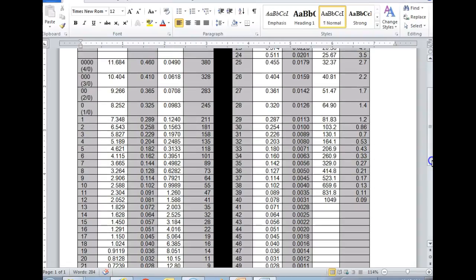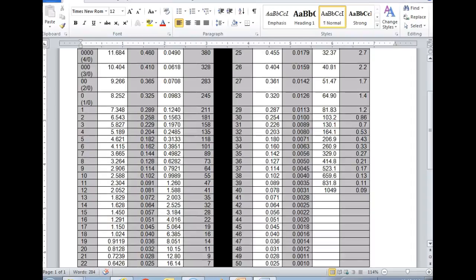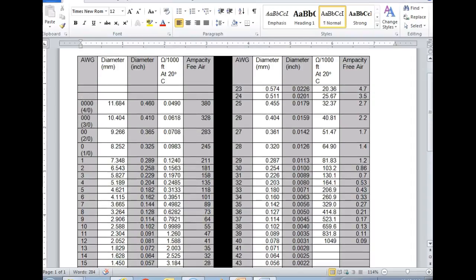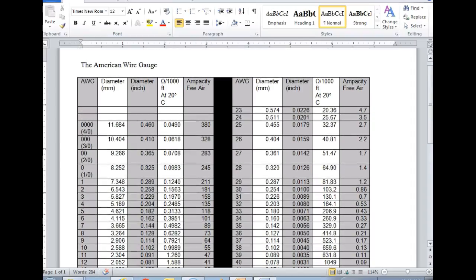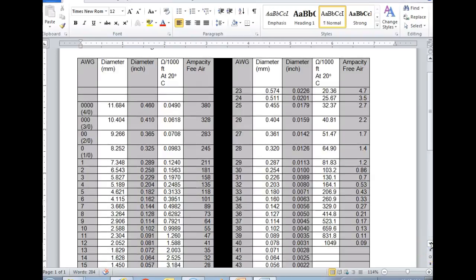So we use two main wires in our house. We usually use three, but the two main we use is 12 gauge. So when I run a 240 volt service, we run it with 12 gauge. If I run a 115 volt circuit, we run it on 14 gauge. So what's the ampacity of a 14 gauge wire? 32 amps.